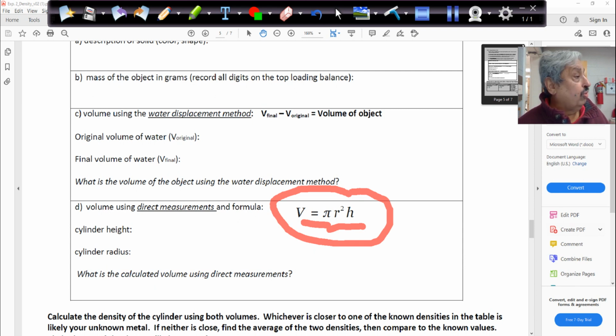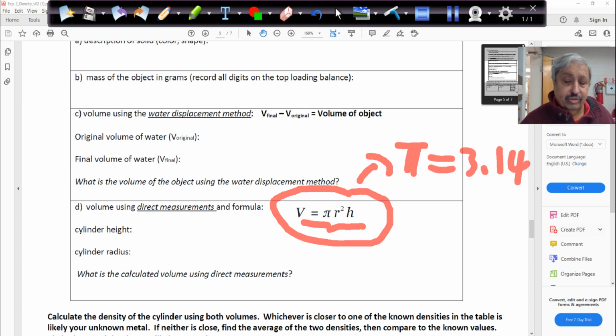Pi is 3.14, correct? So then multiplied by the radius squared, multiplied by the height, I get the volume. Mass of the cylinder over the volume, I get the density. The volume is here. So those are two methods I'm using to get the density of a solid.